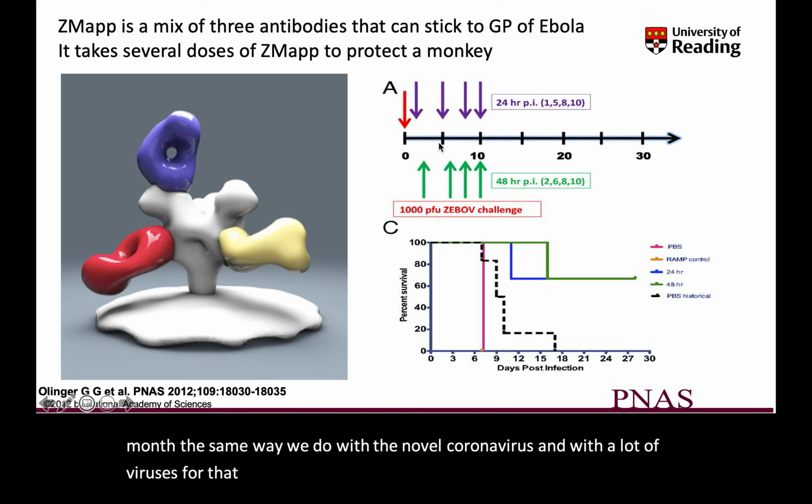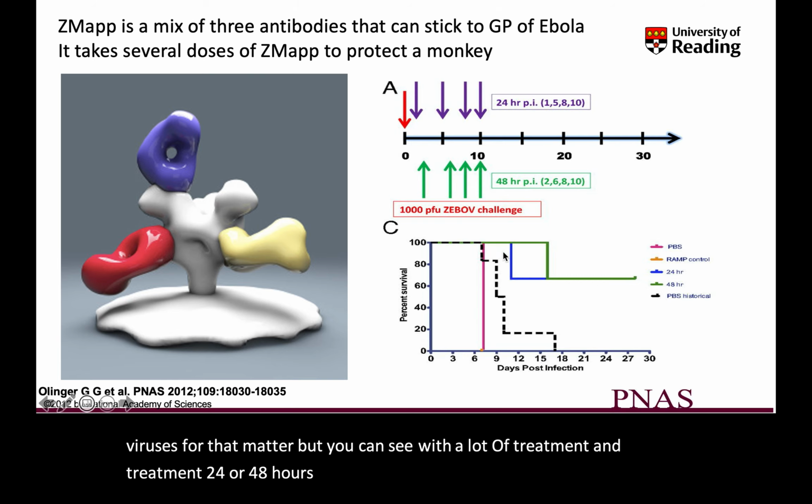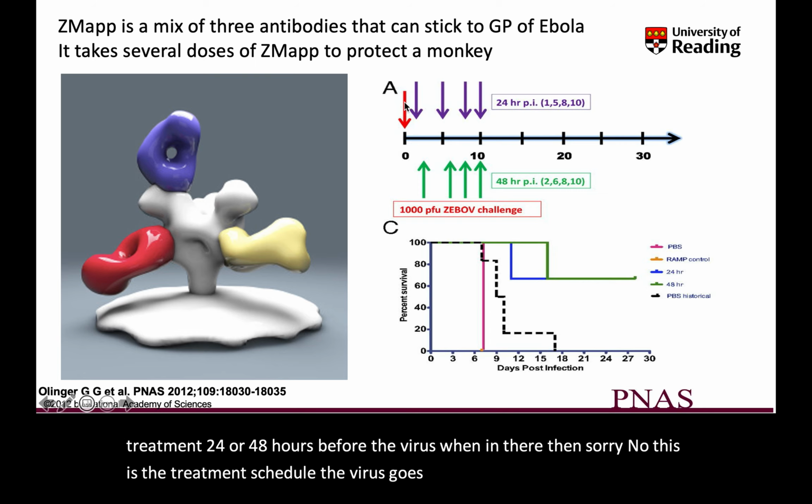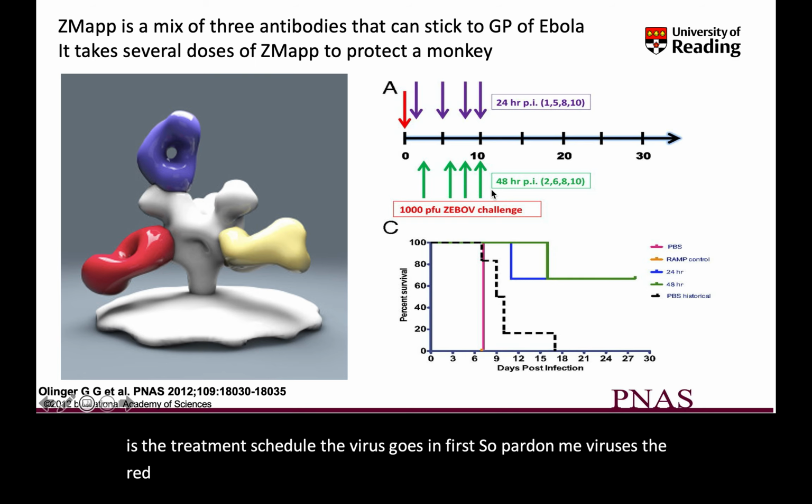But you can see with a lot of treatment, and treatment 24 or 48 hours before the virus went in there, then, oh, sorry, no, this is the treatment schedule. The virus goes in first. So, pardon me, the virus is the red arrow. And then these are the treatment schedule. And yeah, they were able to protect most, but not all of the monkeys.